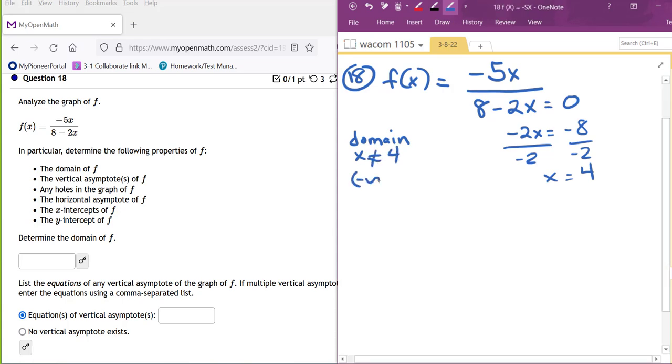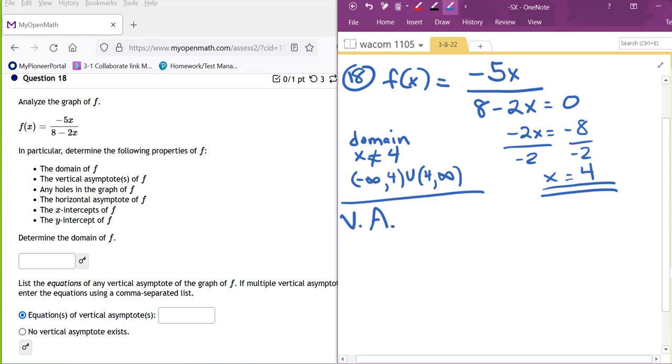So we'll say it's negative infinity to 4. Start again at 4 to infinity. Okay. Vertical asymptote you find the same way, except you're keeping this. You're not throwing it away. So vertical asymptote is x equals 4. Nothing would cancel. You cannot cancel this x off with this one because this whole thing is not a product. If x had been in every term, then we could.